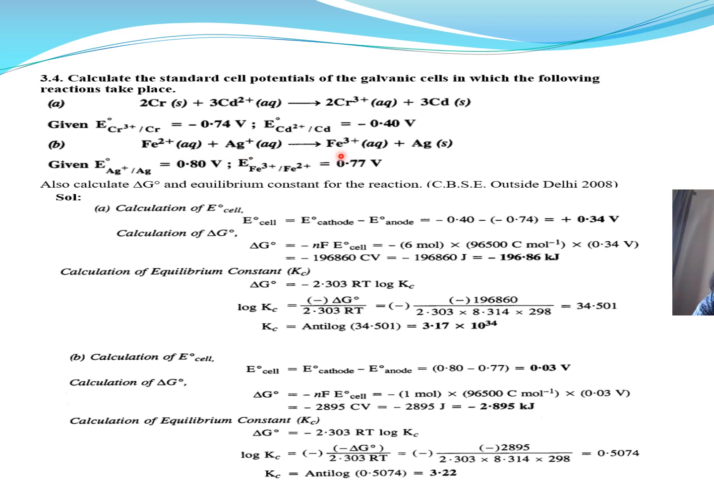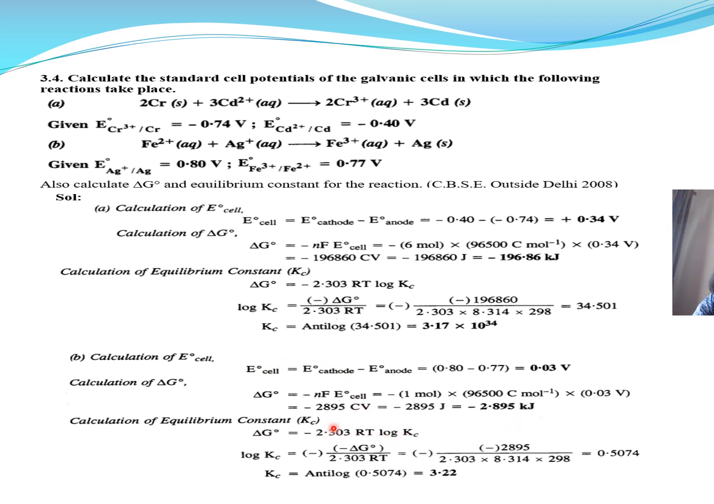Similarly, we can calculate for the next reaction: Fe2+ plus 2Ag+ gives you Fe3+ plus Ag. The E naught of the half cells is given, so you can calculate E naught cell, E naught cathode minus E naught anode. Which is cathode here and which is anode? The one where oxidation is happening is always anode, so Fe2+ changes to Fe3+, this is anode, and Ag+ changes to Ag, which is cathode. So 0.80 minus 0.77 comes out to be 0.03 volts.